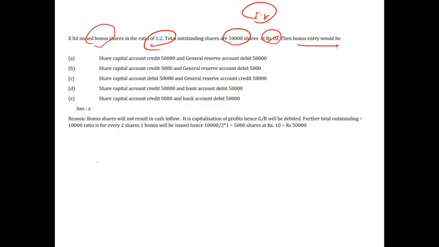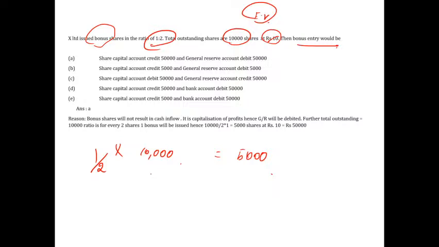Now what happens? 1:2. So for every one share, they'll be giving you what? 1:2, right? So for every 2 shares, they'll be giving you 1 share. So now 10,000 shares are there. For every 2, 1 share I will be issuing. So how many shares would I have issued as a bonus? 5,000 shares. All right. Now how will I pass the journal entry?